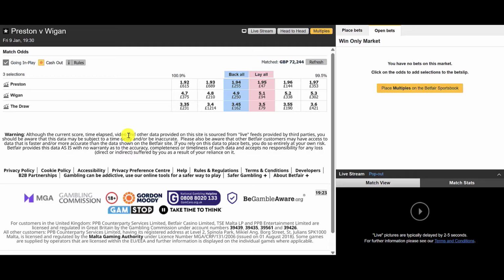So we're looking to trade this match, which is Preston against Wigan, and it's a cup match. It's an FA Cup match. Preston here, an odds-on favourite.